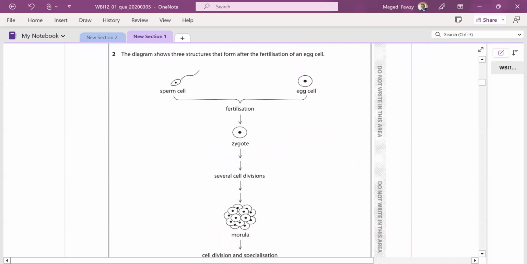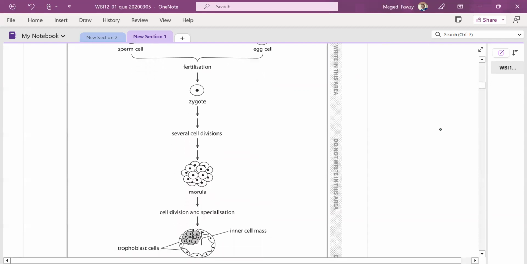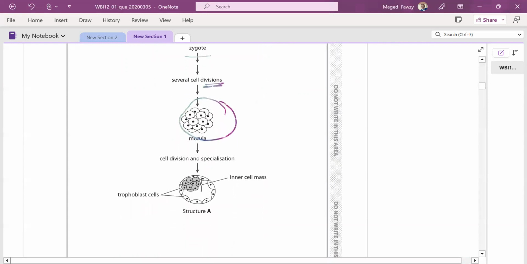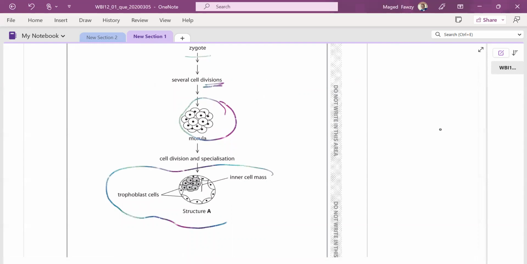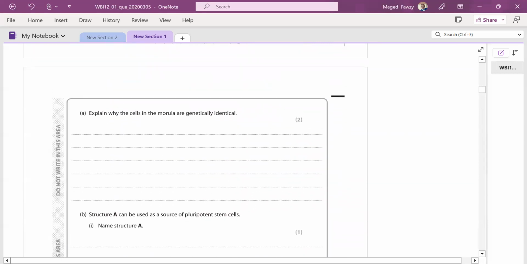Question 2. In front of you, a diagram for 3 structures that form after the fertilization of an egg cell. Sperm cell, egg cell, fertilized zygote. After several cell divisions, a morula will be formed, and it is a cell ball. And after a while, through cell division and specialization, the cells have been specialized to this structure, structure A. Definitely, he will ask you about this structure.